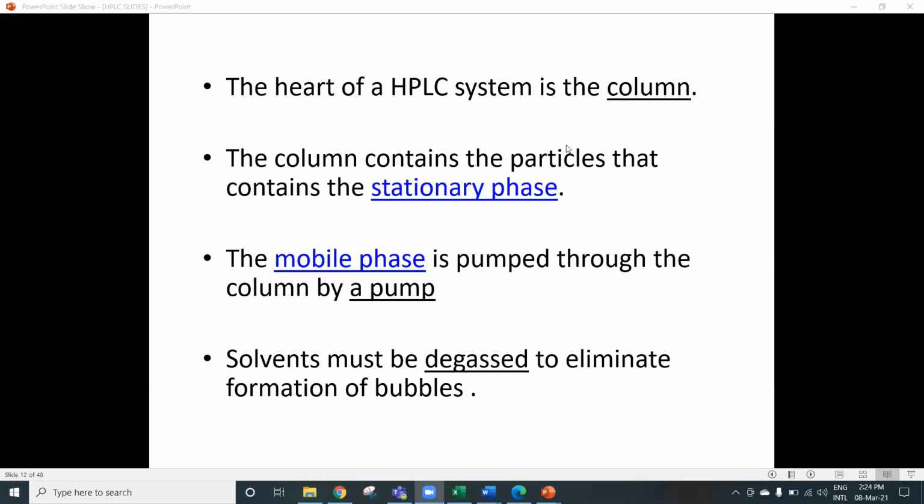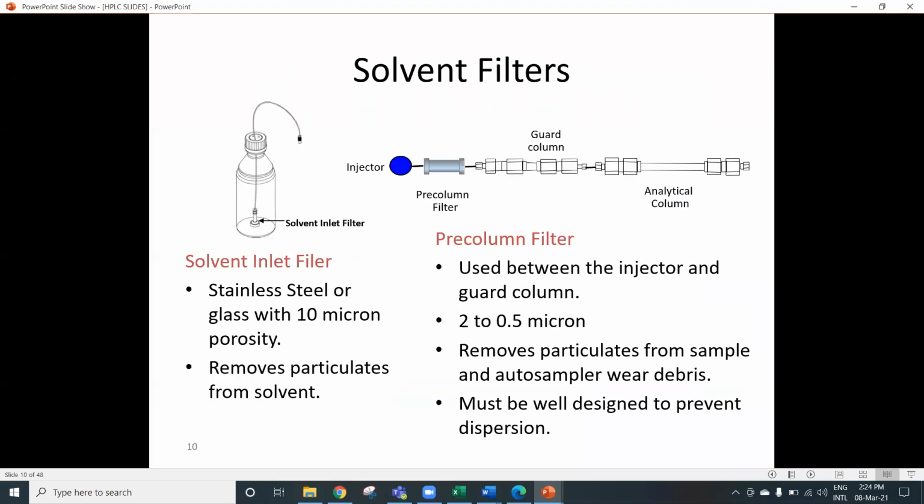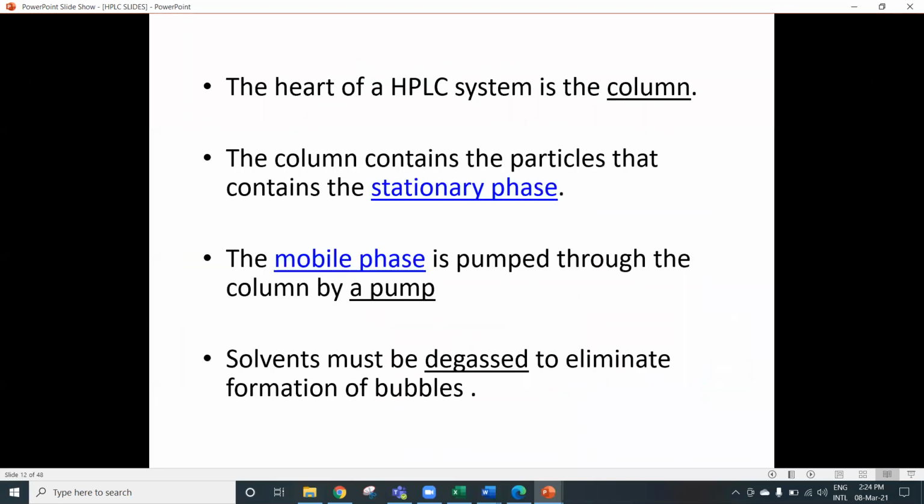So the heart of the HPLC system is the column, and the column, just like your GC column, contains the particles, which is your stationary phase. And the mobile phase is pumped through the column by a pump. And that's why in your schematic diagram, you always see a pump there. The column has a narrow diameter, so the pump will have to generate the pressure that will allow the flow of your mobile phase through the tubes into the column.